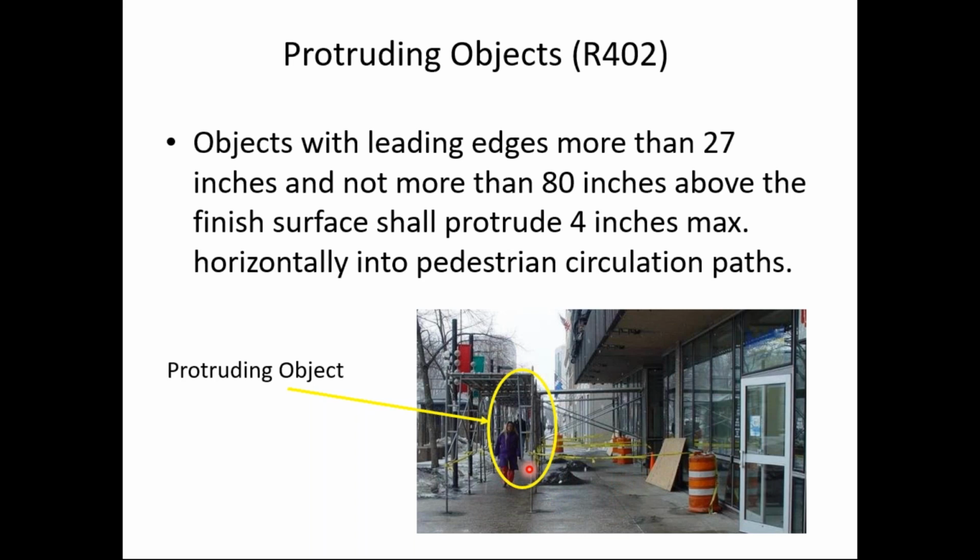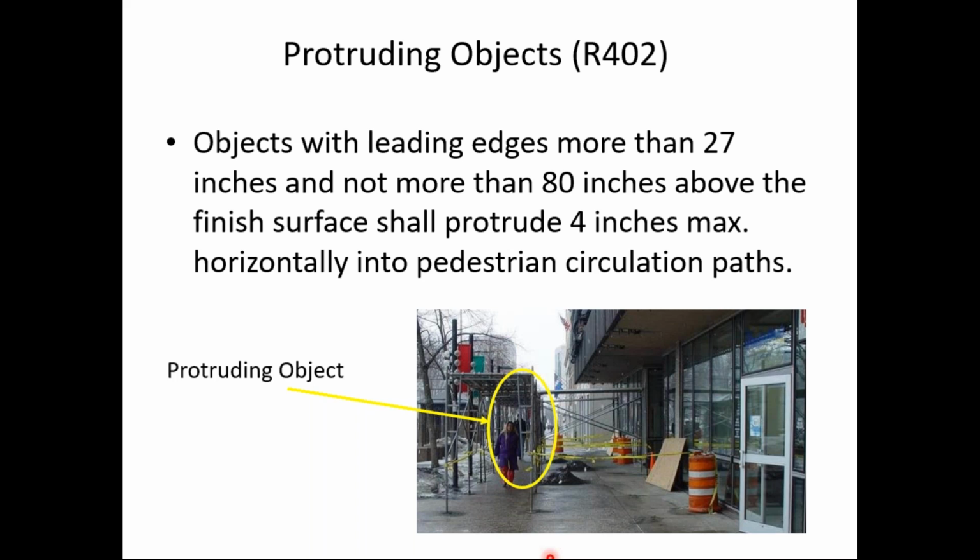But what I really wanted to show in this slide is notice this vertical tubing here on the scaffolding. It's more than 27 inches above the pavement. It extends more than 4 inches off of this vertical element. And so that is a protruding object. Somebody can run into that. Other protruding objects that we have are things like fire department connections, signs, tree limbs, pole-mounted signal controller boxes. All those sorts of things are protruding objects.